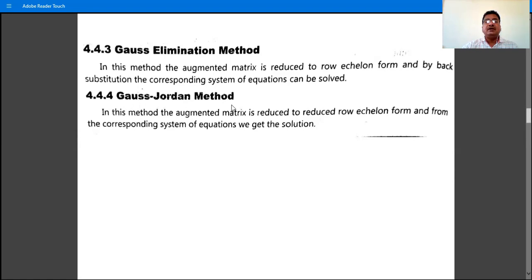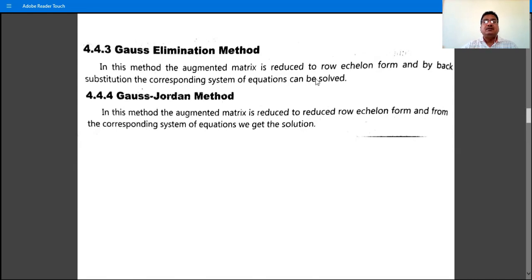And in the Gauss-Jordan elimination method, or just say Gauss-Jordan method, this is Gauss elimination method, and this is Gauss-Jordan elimination method. In this method, the augmented matrix is reduced to reduced row echelon form. So in the Gauss-Jordan method, write the matrix form of the system, and then reduce the augmented matrix to reduced row echelon form, and then by using that reduced row echelon form, find the solution of the system.